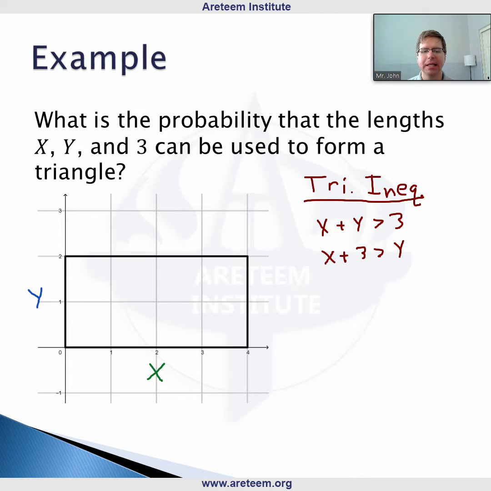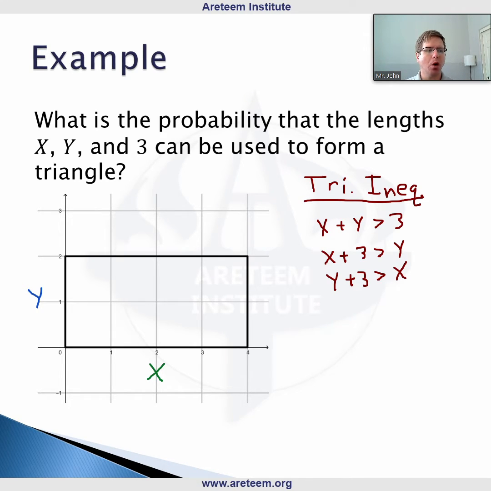And of course, we need then y plus 3 to be greater than x. We need all three possibilities in the orderings of these inequalities. Two sides in a triangle always need to add up to longer than the third side.